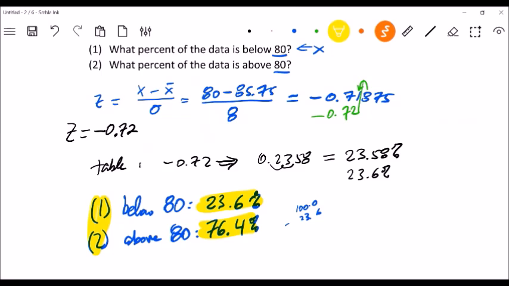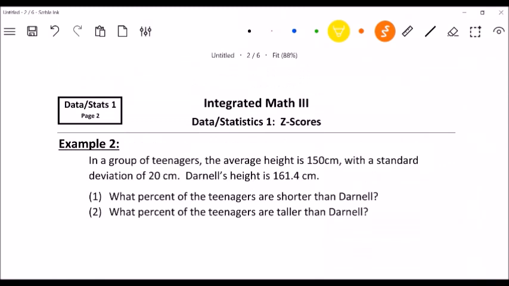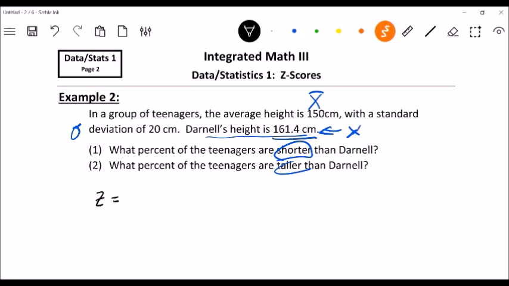Okay. Let's take a look at the second page now. In a group of teenagers, average height is 150 centimeters, standard deviation of 20 centimeters. So the average, so that's the mean, standard deviation, that's the 20. Darnell's height is this much. What percentage are shorter or taller than Darnell? Well, that means this is our X. So we can simply do a z-score of the X minus the mean over the standard deviation.